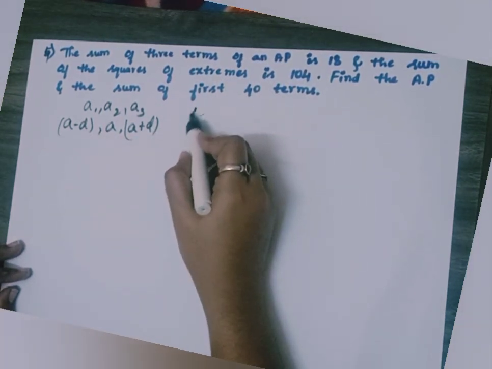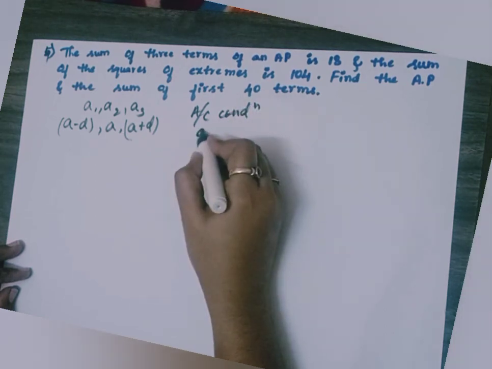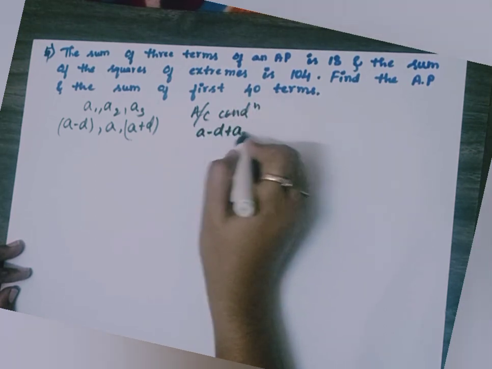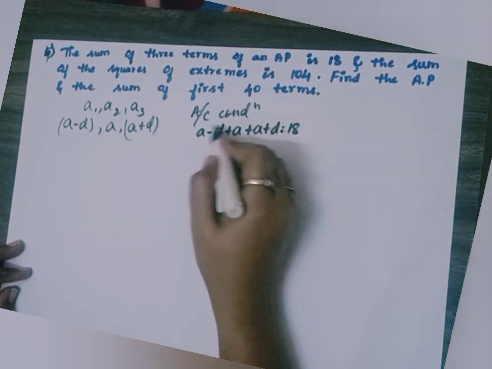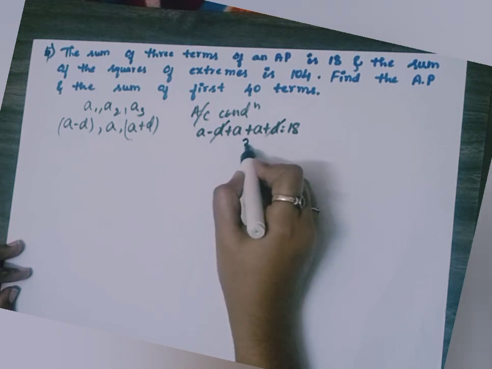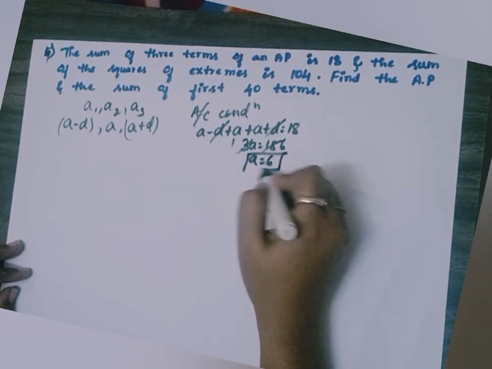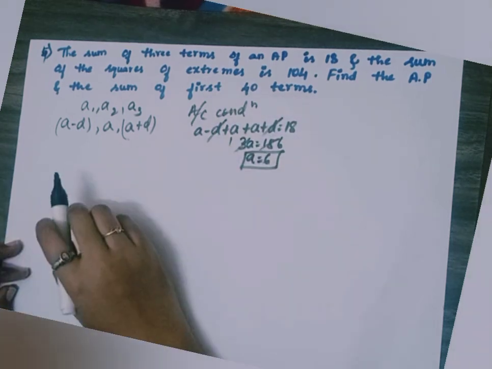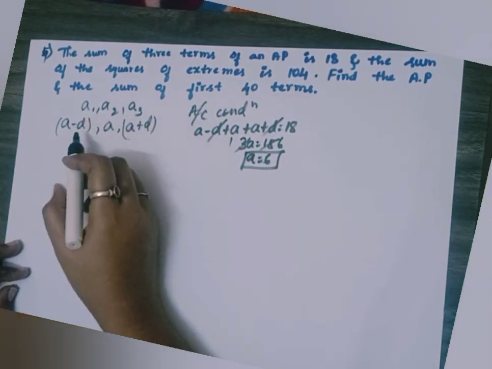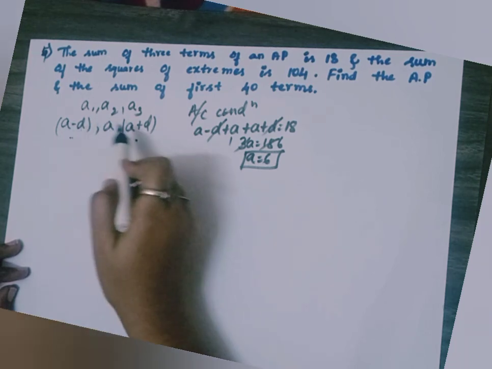So first we will add. According to the condition, the sum a minus d plus a plus a plus d is equal to how much they gave? 18. So plus d minus d cancels, you will get 3a is equal to 18. You can divide by 3, so therefore a is equal to 6. Now they said the square of its extremes is 104. Square of extremes means the first and last terms. These are the extremes we will tell.